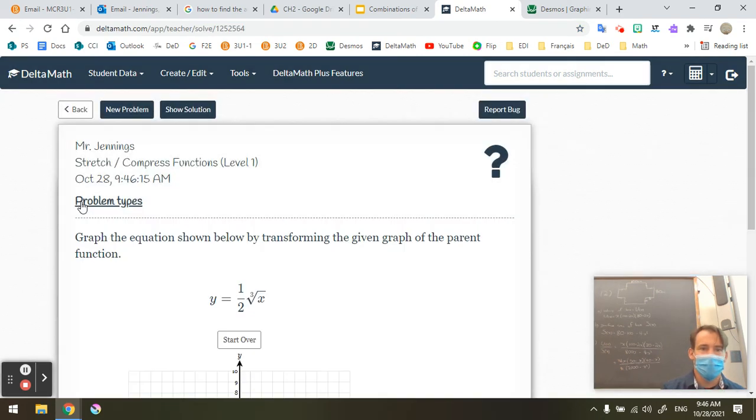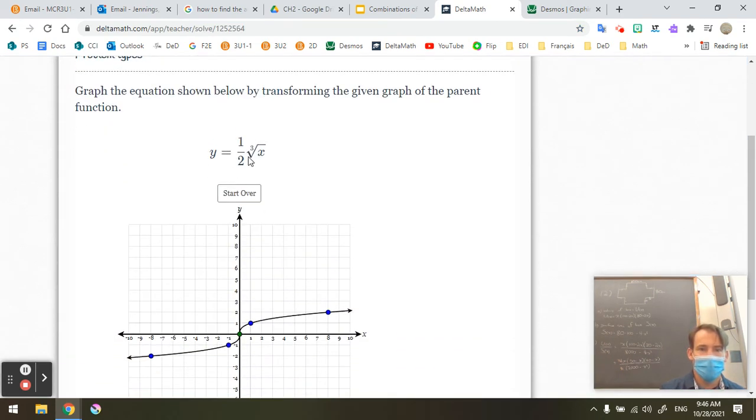Now it's stretch and compress functions. So we want to take a look. Here is the cube root function. The cube root function looks like the cube function on its side, and then it's by a factor of 1/2. So this would be a good function to stretch. Notice I can now stretch the function with the blue ones, and I can reflect it in the y-axis or in the x-axis. It's really cool. You can play around in here.